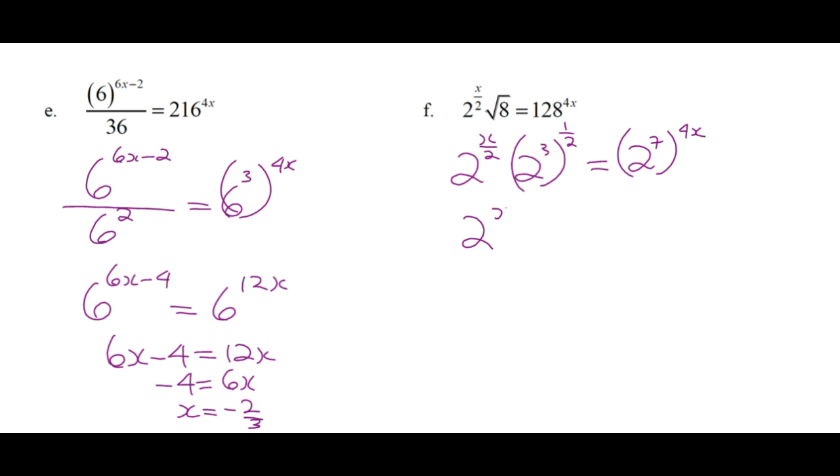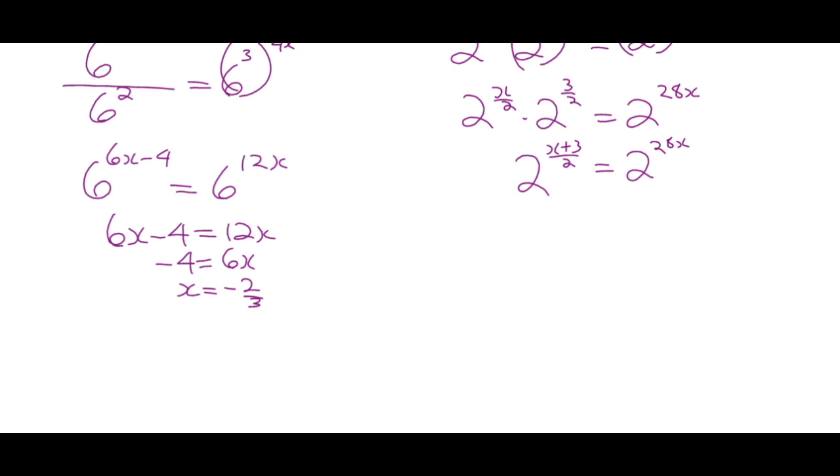Okay, so we've got 2 to the x over 2 times 2 to the 3/2 is equal to 2 to the 7 times 4x. So what do we do with x over 2 and 3 over 2? You add them, right? What do you get? X plus 3 over 2, right? They have a common denominator of 2. And that's equal to 2 to the 28x.